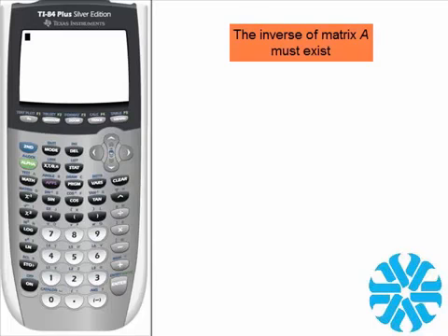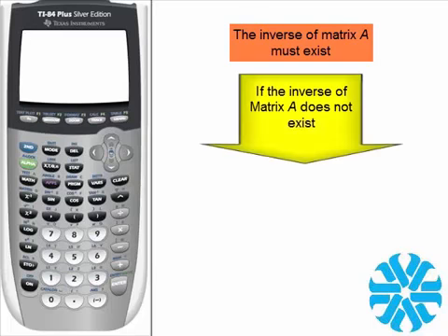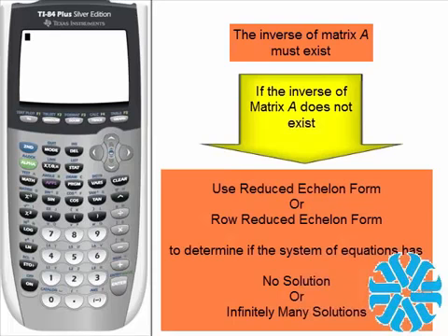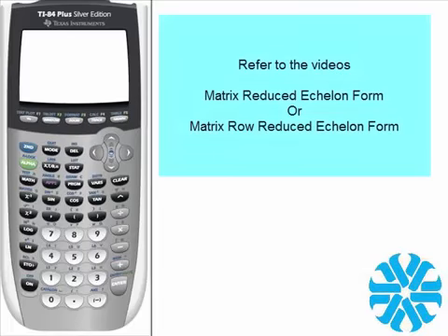If the inverse of matrix A does not exist, then it is best to use reduced echelon or row-reduced echelon form to determine if the system of equations has no solution or infinitely many solutions. Refer to the video's matrix reduced echelon form or matrix row reduced echelon form.